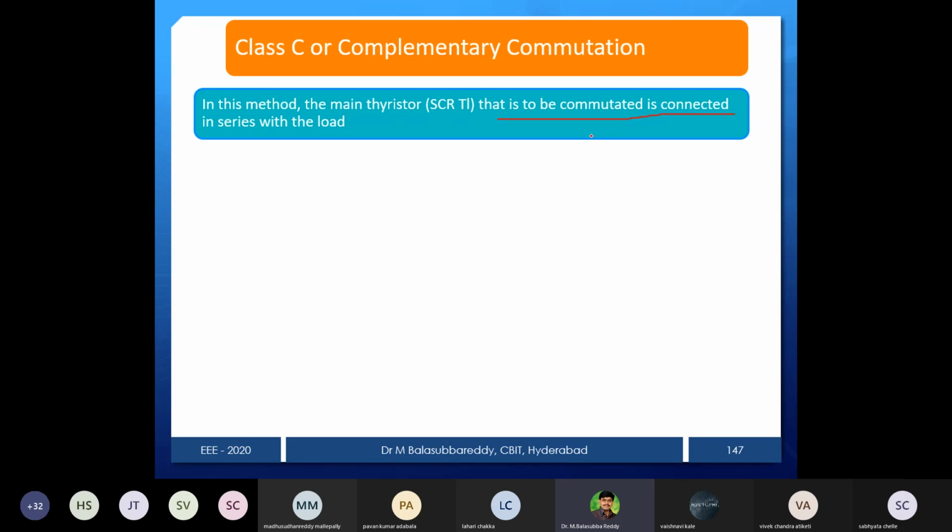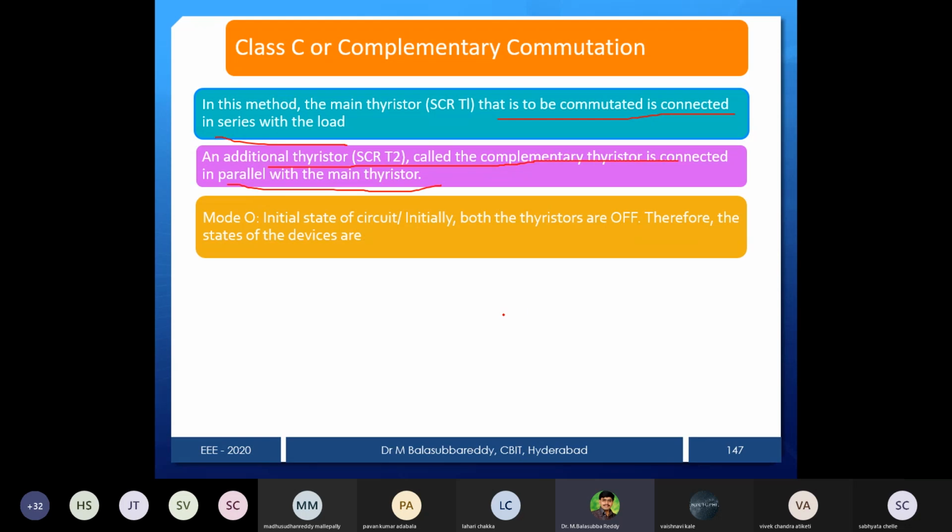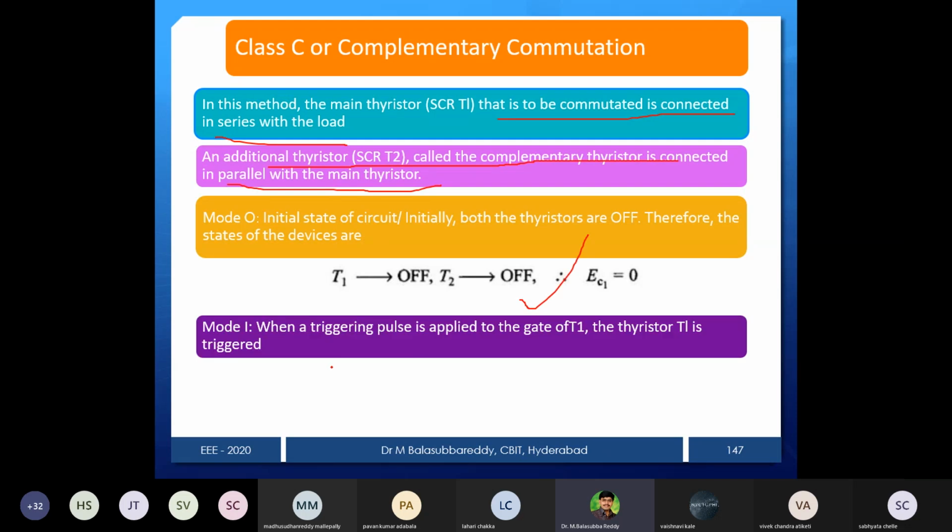The commutating element is connected in series with the load, and the additional thyristor, called the complementary thyristor, is in parallel with the main thyristor. In the zero mode of operation, T1 and T2 are both in off state and the voltage across the capacitor is 0. In the first mode of operation, you fire the thyristor T1, same as whatever I explained so far. So I have given the theory version also.